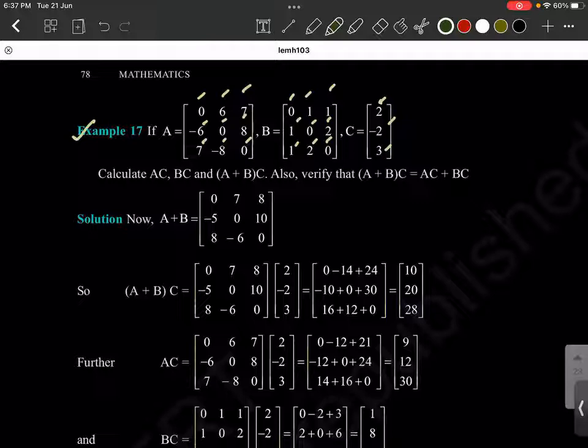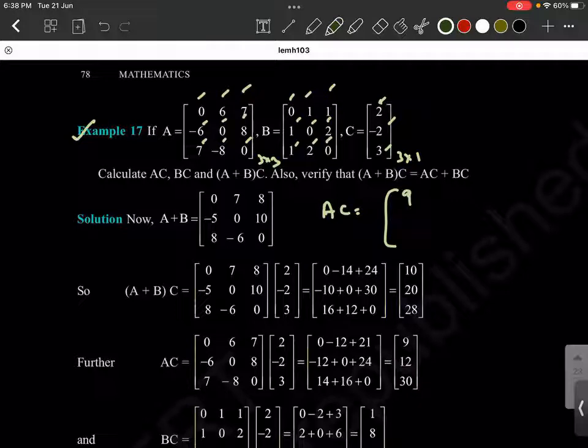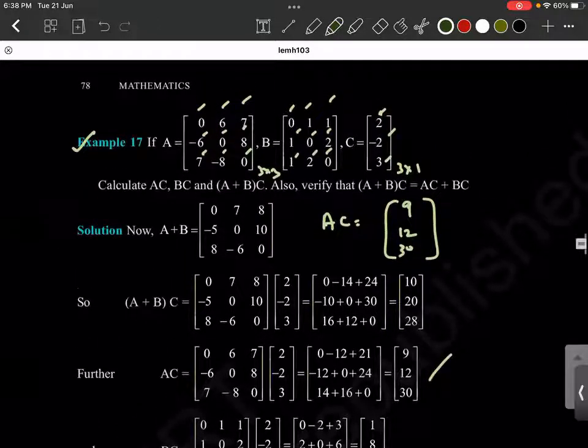So what is AC? So this is 3 cross 3, this is 3 cross 1. So you should get a 3 cross 1 matrix. So 0, minus 12, plus 21. So you'll get 9 here, minus 12, plus 0, plus 24. Should get a 12 here. 14 plus 16, 30. So you should get a 30 here. So 9, 12, 30.